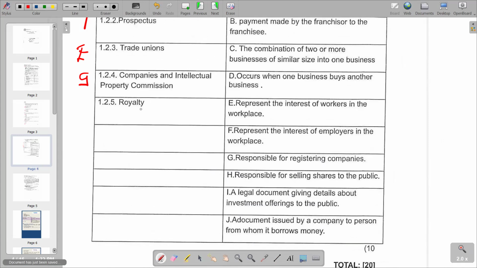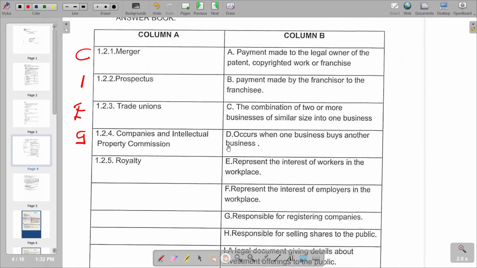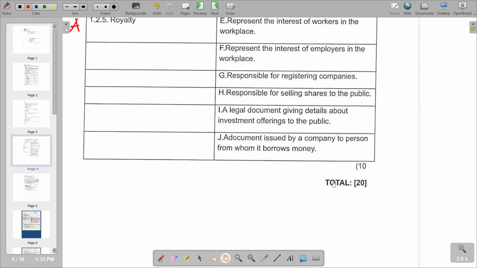Then we go to royalty, and we try to see which explanation matches royalty. If you go to A, it is payment made to the legal owner of the patent, copyrighted work, or franchise. So that's the explanation that matches our royalty, which is A. So this is what we put for the second part of the first question, and this becomes the last part of our question one. We've got a total of 20 marks on question one.